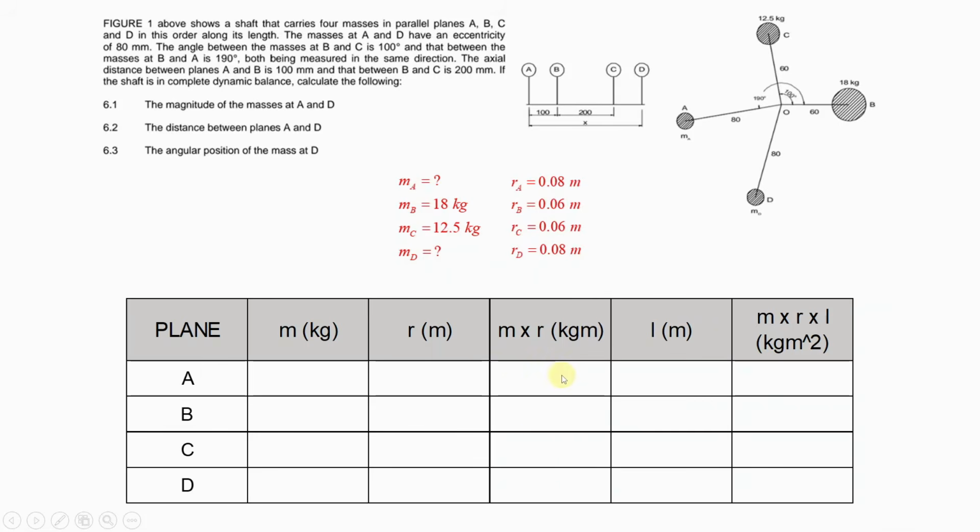And then the next thing that you need to put in the table is the distance of the planes. Where are the planes located from the reference plane? If you look at this picture here, this is where you see all the planes of rotation: plane A, plane B, plane C, and plane D. Now you can pick A as your reference plane, and then you will measure the distance of each plane from A. So the plane that you pick as a reference will have a distance of 0, because it is where you are starting your calculations.